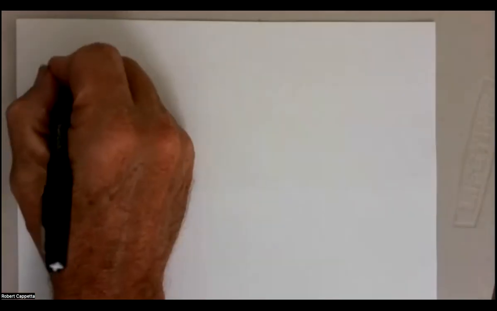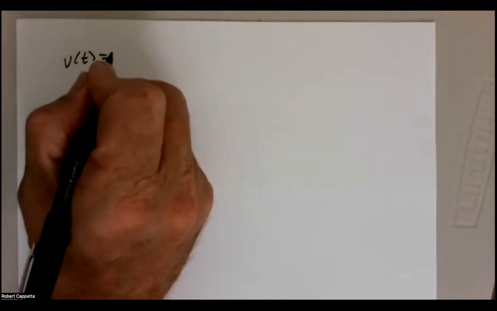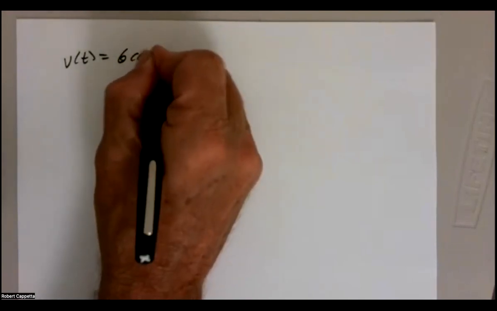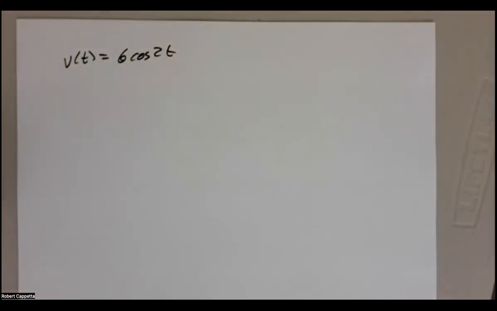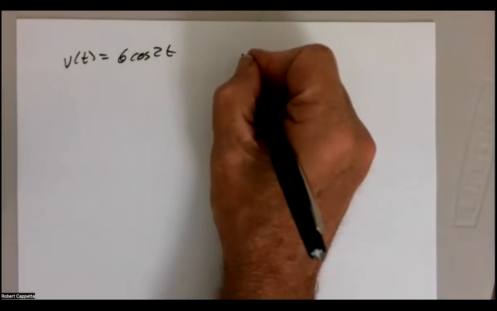For 7a and 7b, it says determine velocity at pi over 6. So maybe I didn't finish that. All right, let's finish it. So what did we have? We just determined that the velocity is 6 cosine 2t. I missed that. And the acceleration was what? As I look back on my pages, the acceleration was -12 sine 2t.